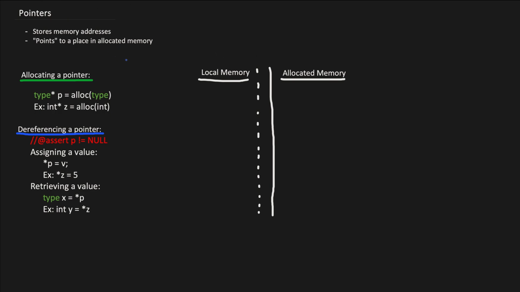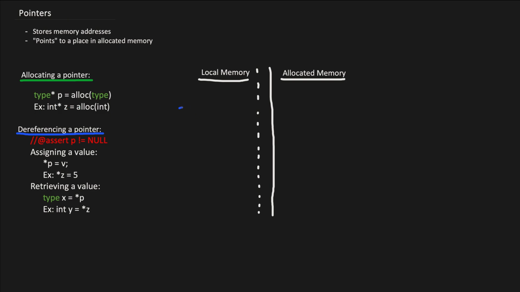And okay, so how do we allocate or create a pointer? Well, let's say we want the pointer to be called p. Whatever type we want to allocate, we can say type star p is equal to alloc type. And this syntax is for C0. So for instance, if we want to create an integer pointer with the name z, we can say int star z is equal to alloc int.